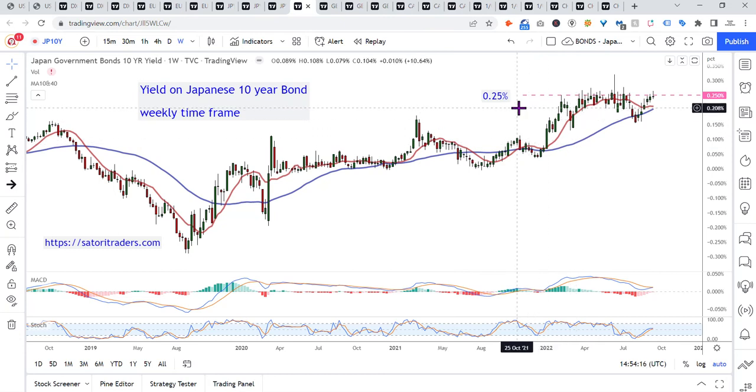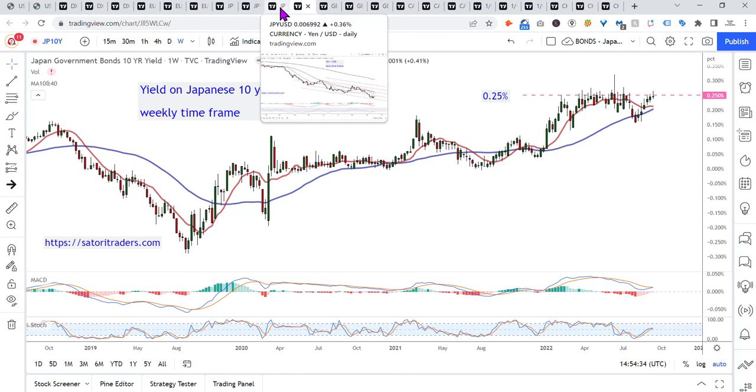They've decided that they're going to defend the quarter percent interest rate on their 10-year bond. You can see that quarter point, this pink dashed line.